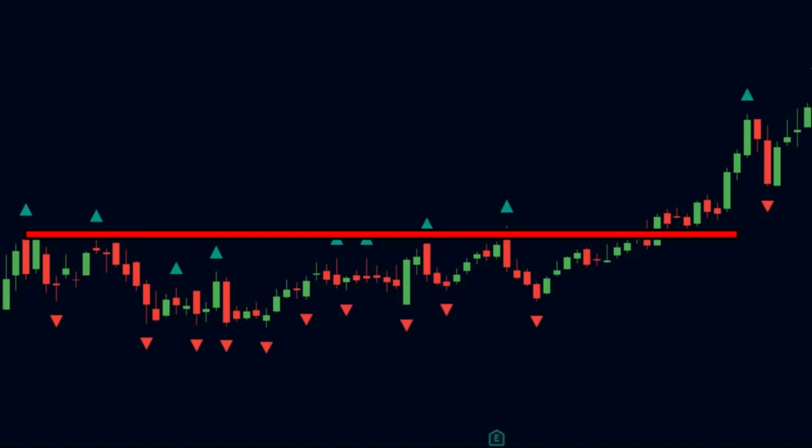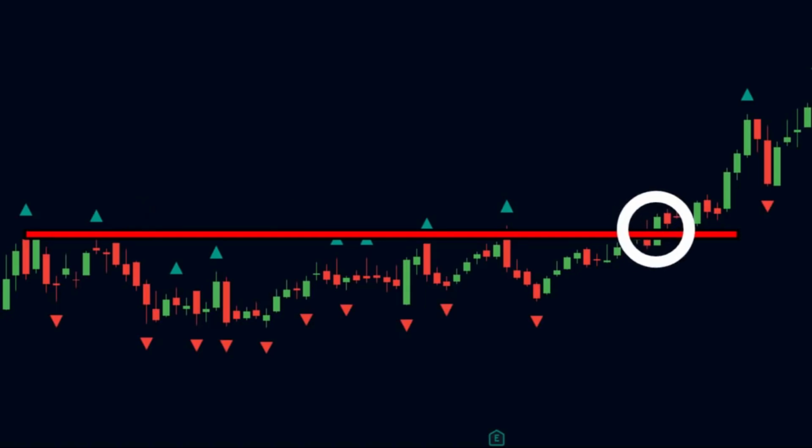And as you can see, there was very little downwards follow-through. Therefore, we can say that these sellers will still be holding on to their selling positions. The stop losses of these sellers will be right above the resistance level.